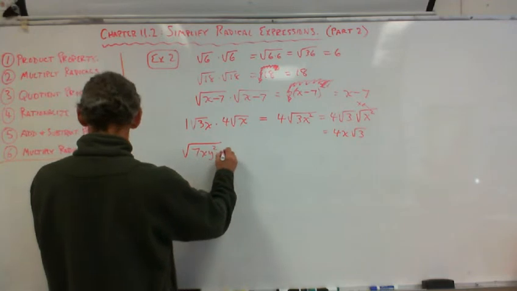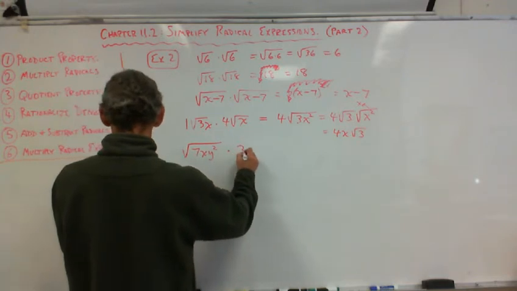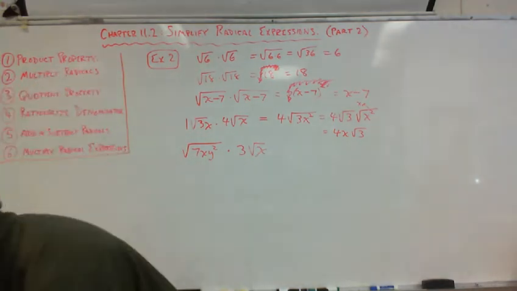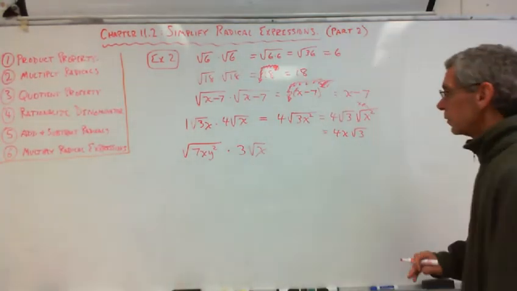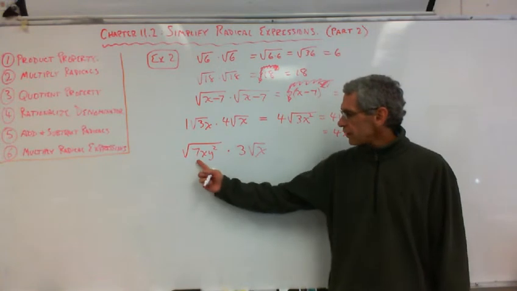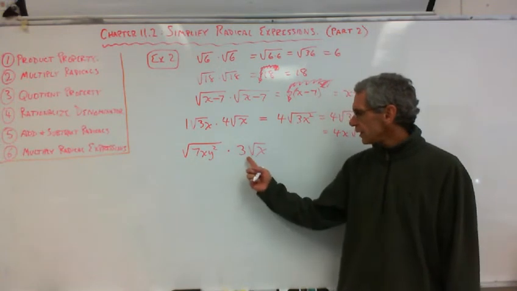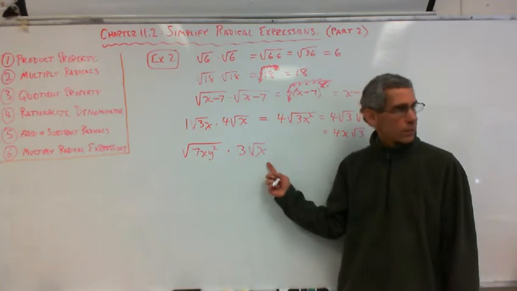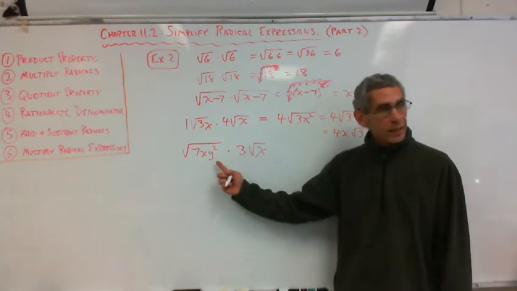7xy squared times 3 the square root of x. That's a 7, right? Yes. So it's the square root of 7xy squared times 3 times the square root of x. So we can take a y out, right? So you can immediately, yeah.